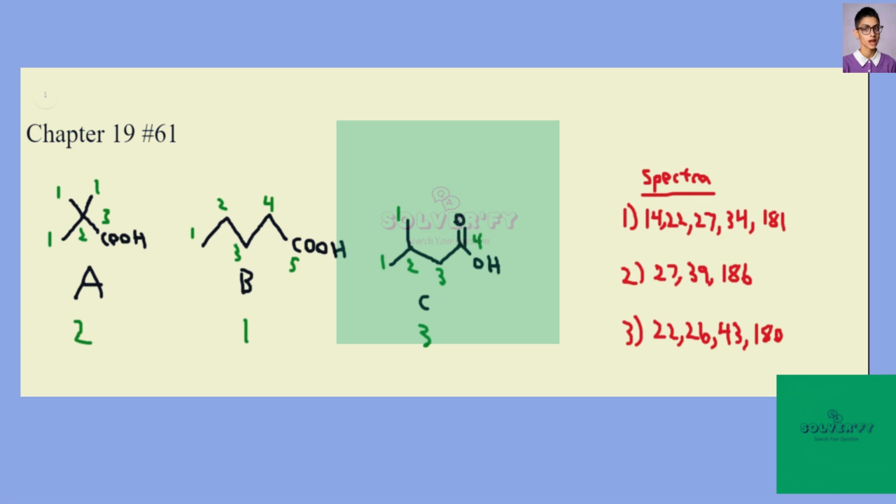So again, A is spectrum 2, B is spectrum 1, and C is spectrum 3. And again, the way that we arrived at that answer was to count the number of unique carbons in each of these molecules and then match that up with the spectrum that had that many signals. And that's the answer to Chapter 19, problem number 61.